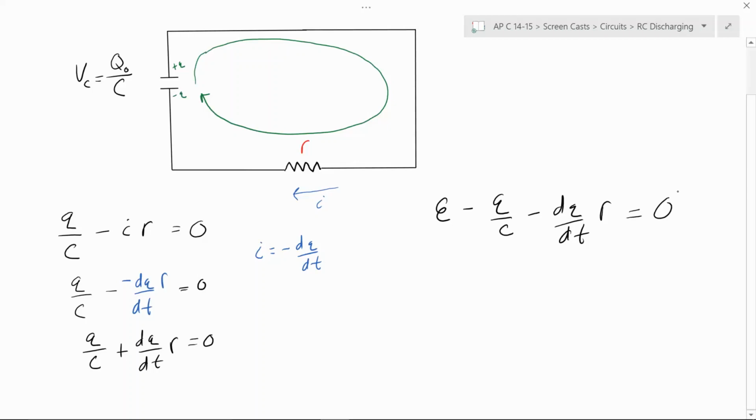This is actually cool, because what it's saying is that if charge were going into the positive terminal of the battery, it would be minus, and current going through the resistor is going to be minus. It's losing energy. It's just that the battery voltage happens to be 0. So you end up with minus Q over C minus dQ over dt, or if you prefer, Q over C plus dQ over dt R equals 0. Either way, you get exactly the same thing.